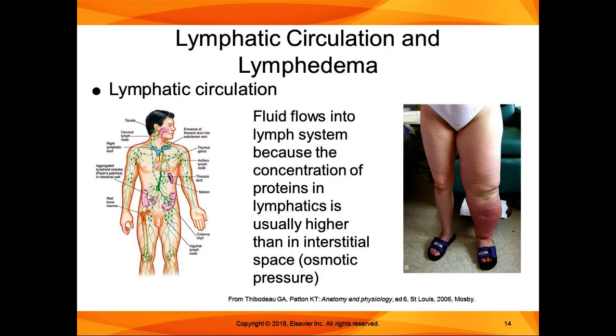So if you have a change in the protein balance because of surgery or injury, or obstruction in the lymphatics, you can end up with lymphedema, where the lymphatic system is not working, either because of change in the osmotic pressure or obstruction. And in the picture here, you see the one leg has lymphedema, the other one doesn't. And we'll talk about, and Janet will talk a lot about the causes of lymphedema.